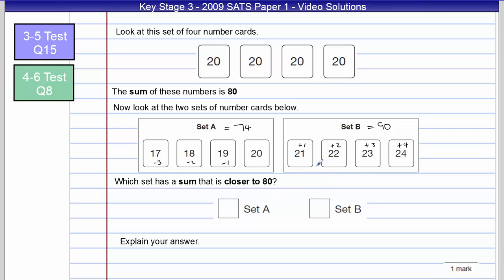So which is closer to 80? Well, set A is only 6 away, and set B is 10 away. So set A is closer than set B. This working out up here would be enough to get you the marks. However, if you wanted to be a bit more thorough, you could say set A is 6 from 80 and set B is 10 from 80. And that's a bit more of a clear explanation than just the working out up here.